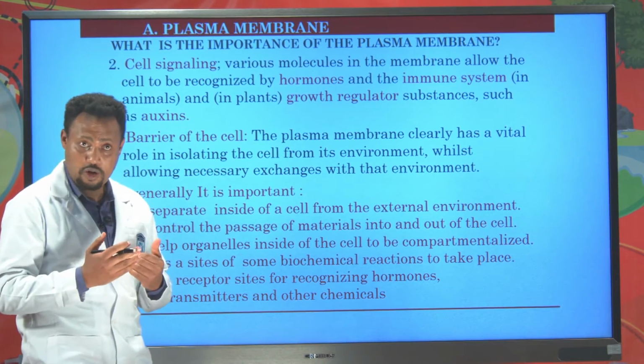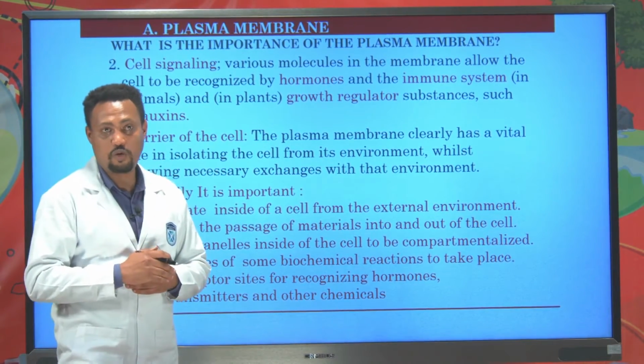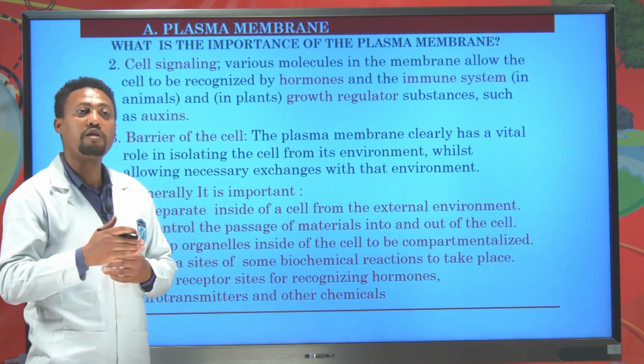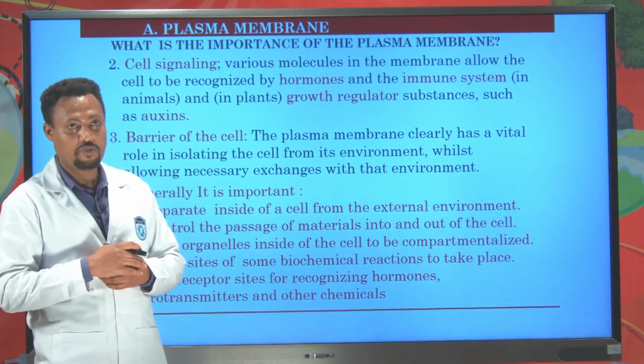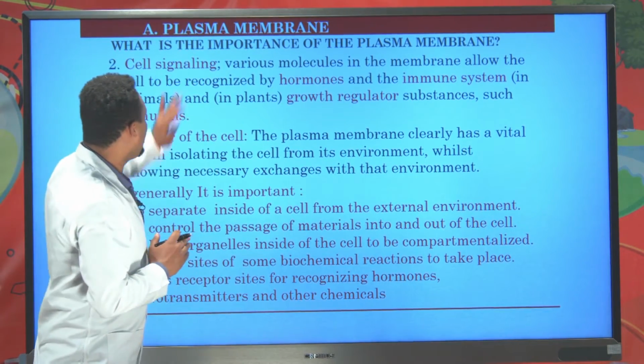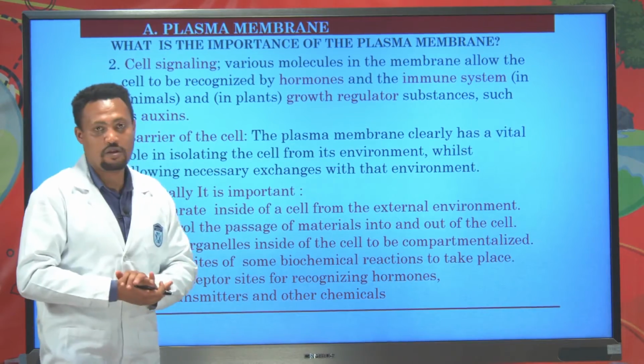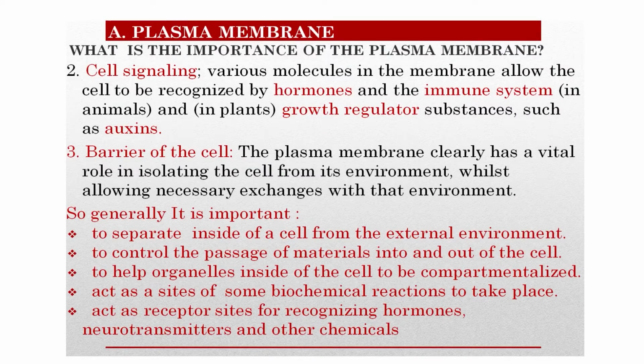You know, cells talk. One cell discusses some other materials with the other one. For example, hormones might be sent to one cell of your body. That hormone is basically identified by the method of cell signaling. In plants, auxins, the growth regulators, are also, of course, identified by the cells through the method of cell signaling.